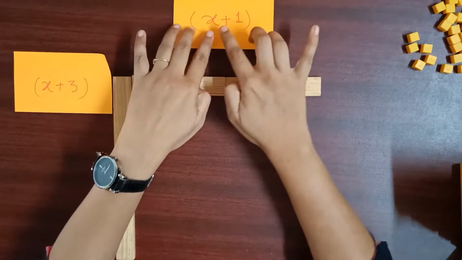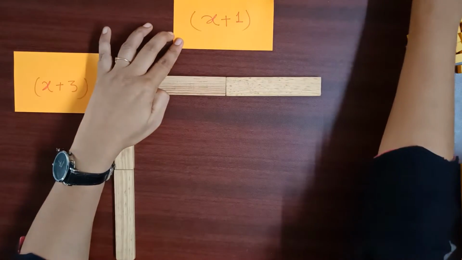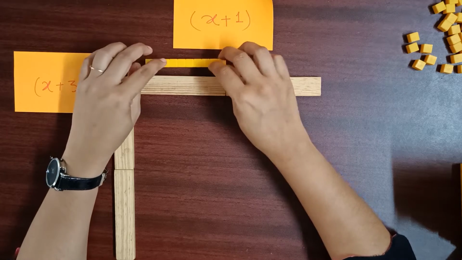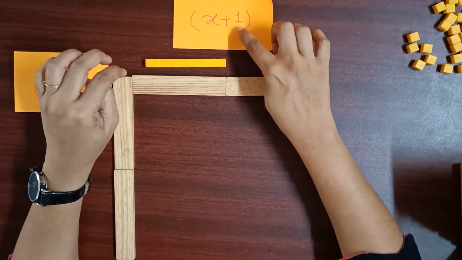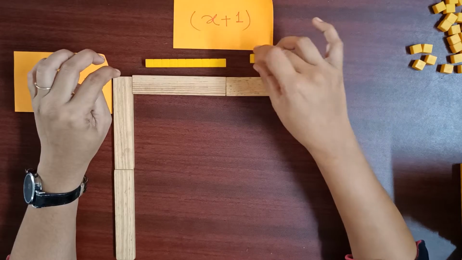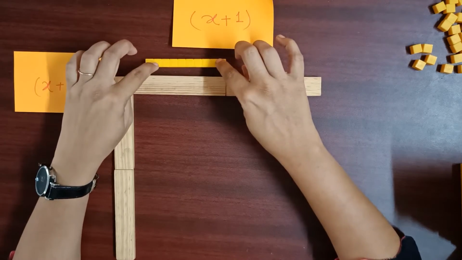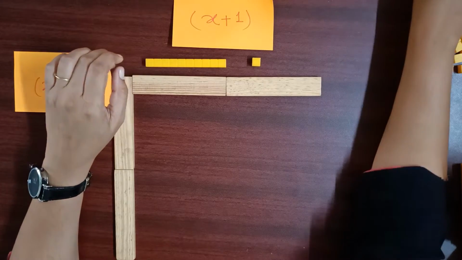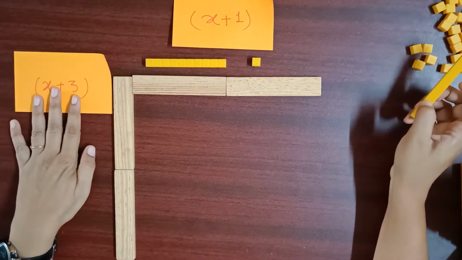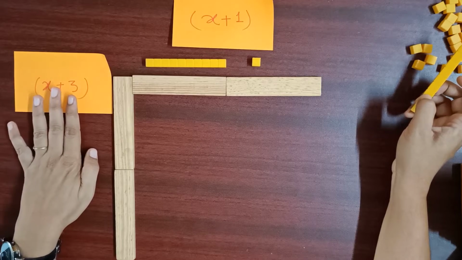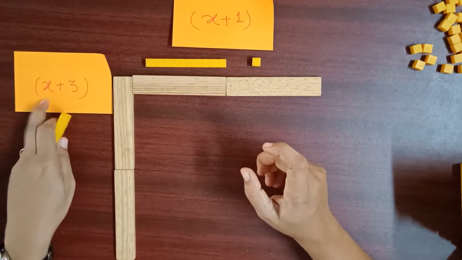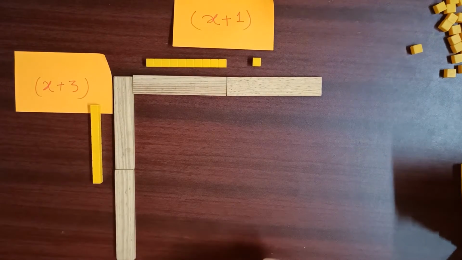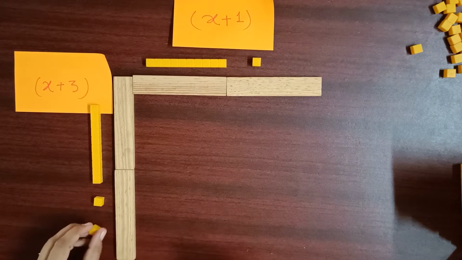So my first term is x plus 1. As you can see, each rod represents x, so I need just one rod, x. And plus 1 is a constant, and I represent that with a block. So this one rod and one block form x plus 1. Now here, my other term is x plus 3, which I'm going to form on the left side. So x is represented with one rod, and 3, which is a constant term, I can represent with 3 blocks.